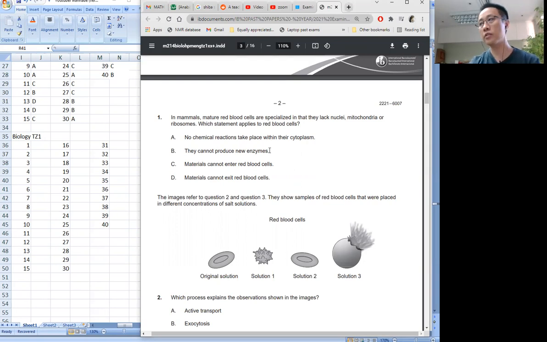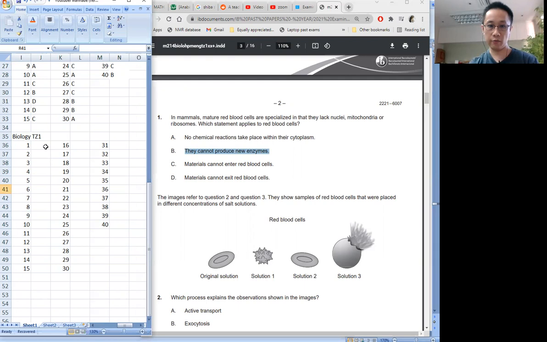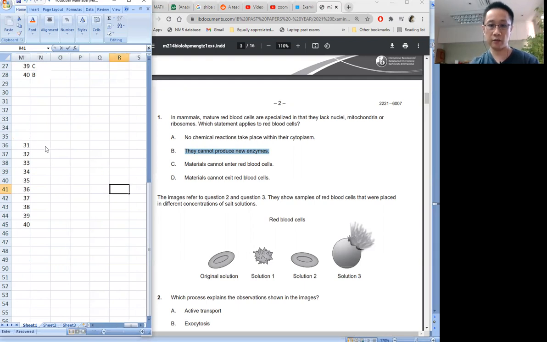But there can be some passive processes, like for example, we know that carbonic anhydrase is an enzyme that's already inside the red blood cell. Having no ribosome means that we can't produce new enzymes, so I'm guessing B is the correct answer. But chemical reactions can still happen using the existing enzymes, or there can be some other reaction that does not require catalysis.